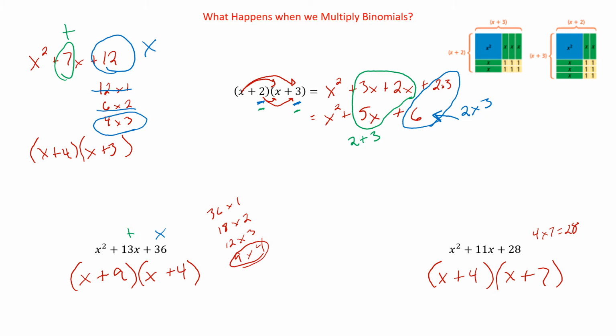One of the mistakes people make when they aren't paying attention is they go x squared plus 11 times x plus 28. Don't do that. That's very wrong. We're looking for things that multiplied to give us 28 and added to give us 11. And 4 and 7 did that. So we have x plus 4 times x plus 7.